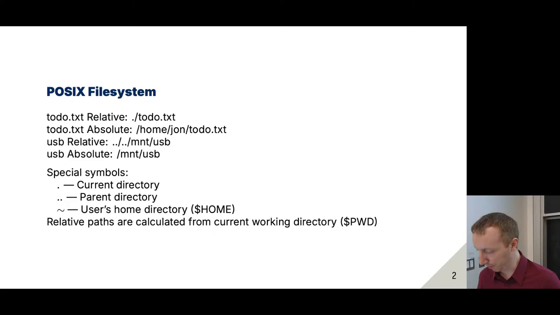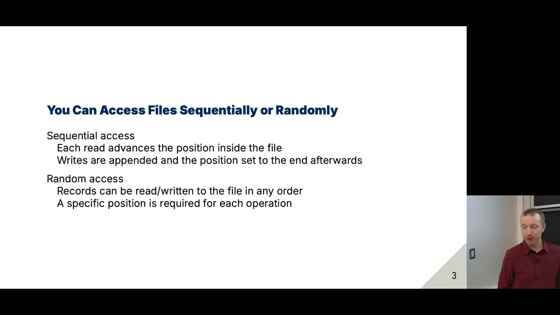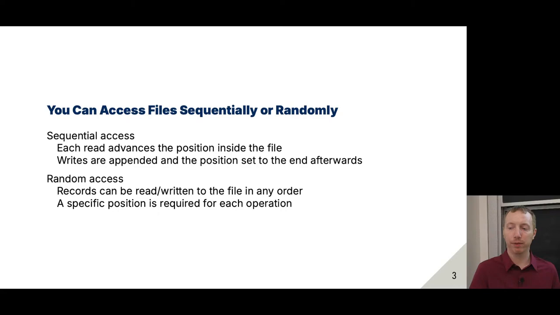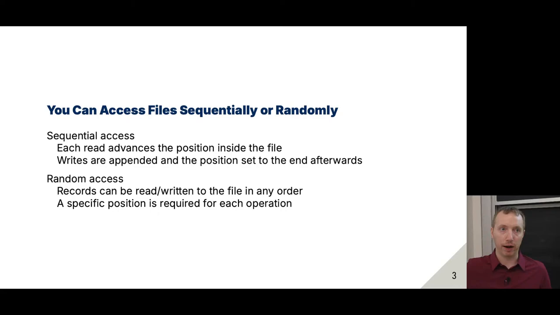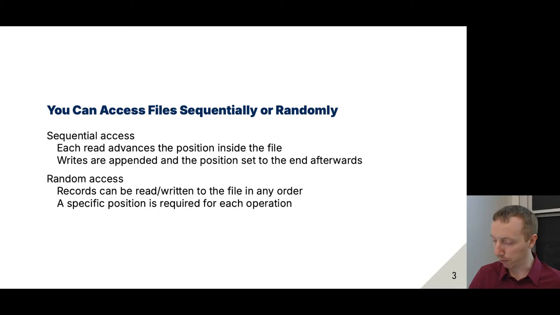So, when we access files, we can access them sequentially or randomly. Sequential access just means that each read would advance some position inside of a file. So, if I read 5 bytes, and then call another read system call for another 5 bytes, I just get the next 5 bytes until I'm eventually at the end of the file. Right, that's how we know how to read files. If we just do a read system call, we just get the bytes in order from the file.